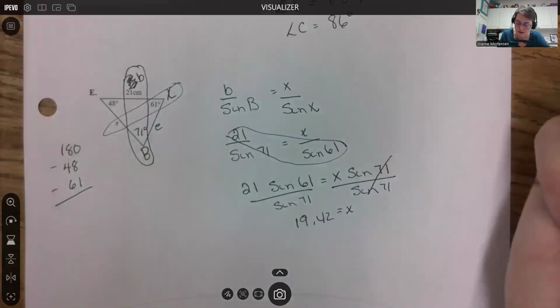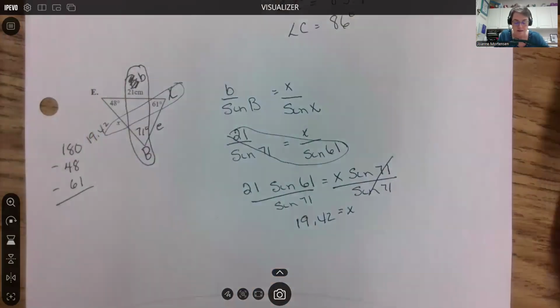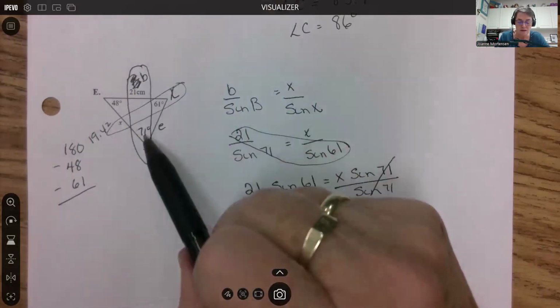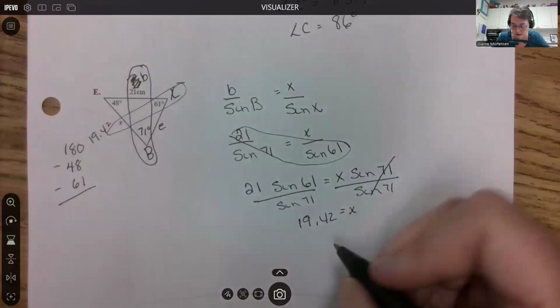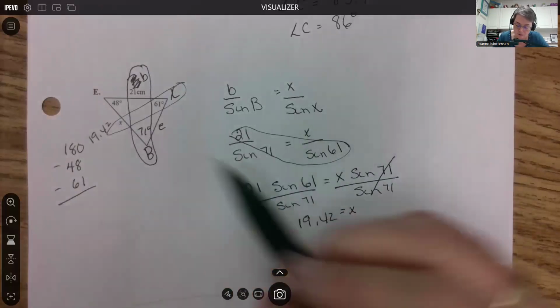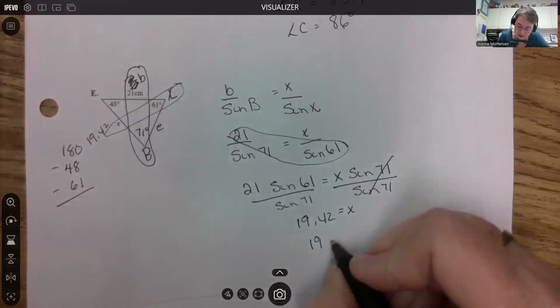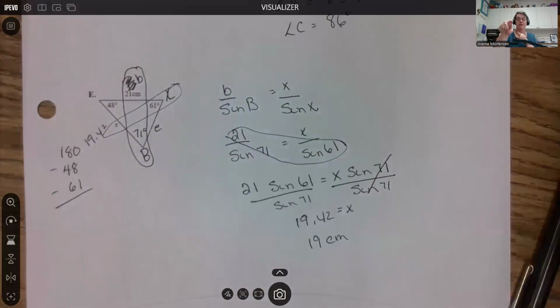Yeah, that could be. 19.42. I said it could be because 61 is a little smaller than 71. So my answer better be a little smaller than 21. So we're golden, and that's a whole number. So we'll just call it 19, and we'll grab our units from there. Centimeters. Hey, you did it. You did it. We are done.